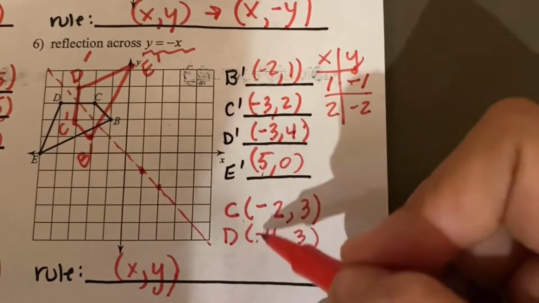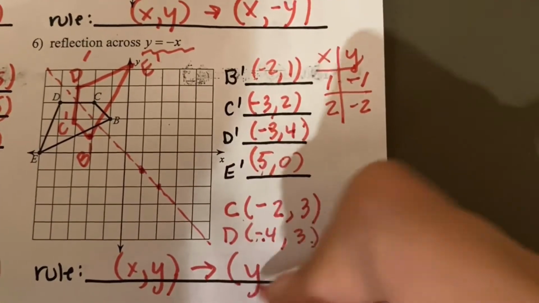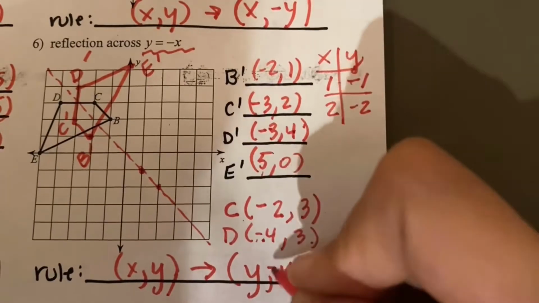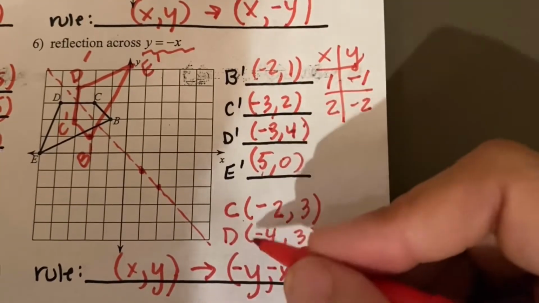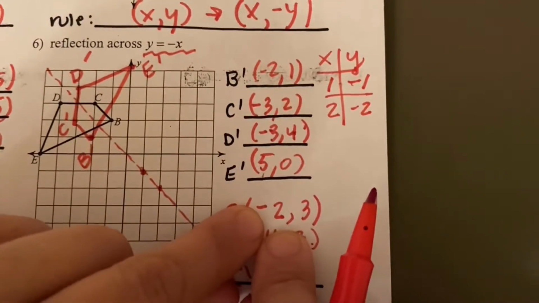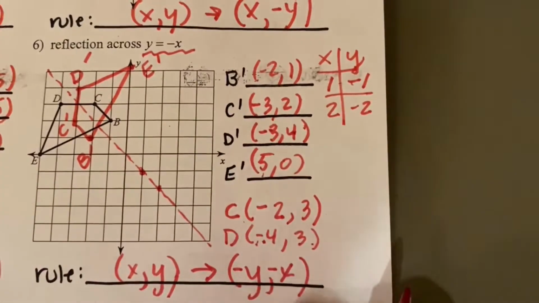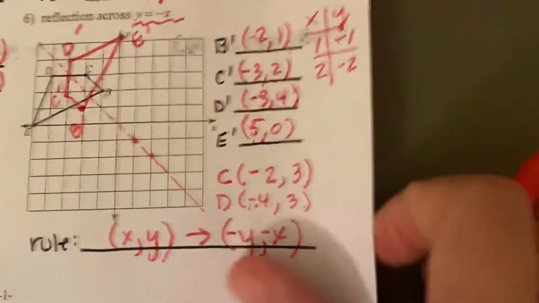But now positive 4 is negative 4 and positive 3 is negative 3. So it looks like they swapped spots and both are now a different sign. Let's test here. The 2 is now a negative 2. The negative 3 is now a positive 3. They swapped spots and they're both negative. Pretty cool.